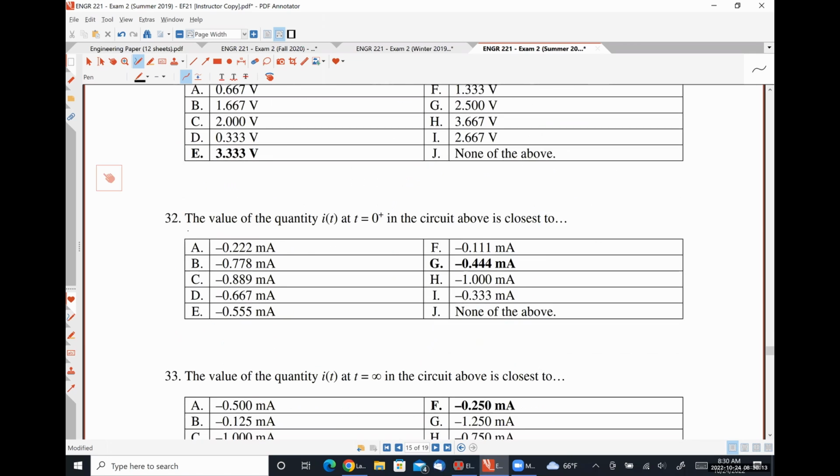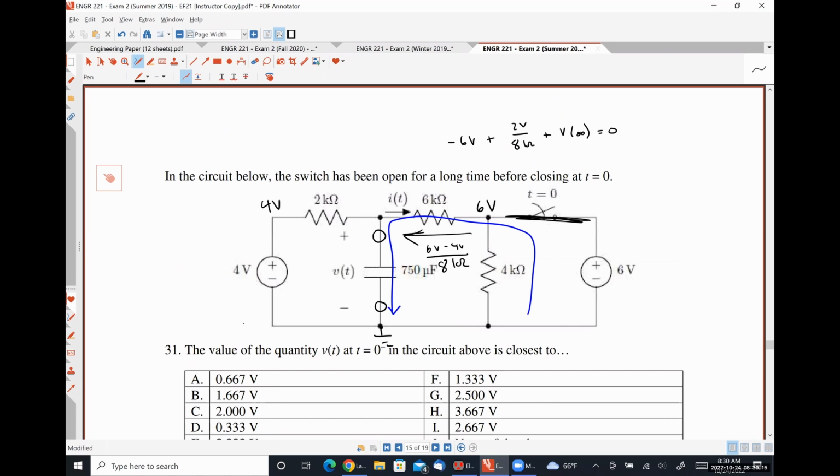Oh, 33 is asking for the current. All right, sorry about that. So the current is easier. It's negative what I just wrote down there. Number 15.